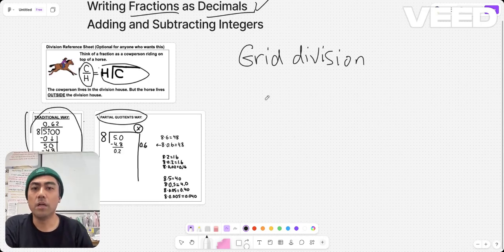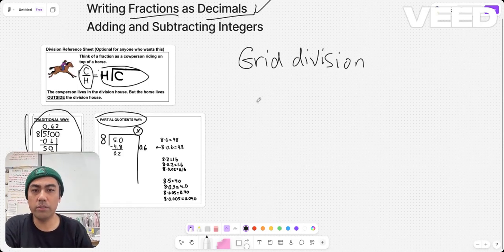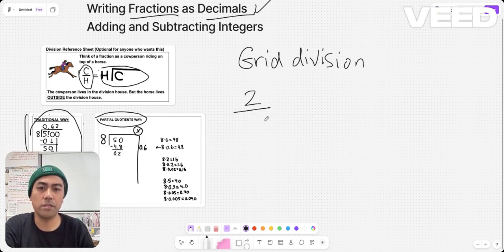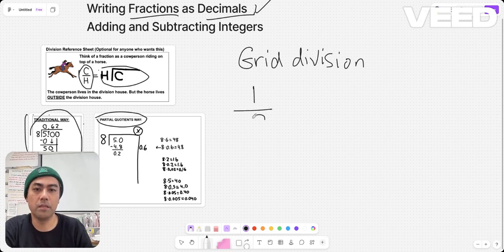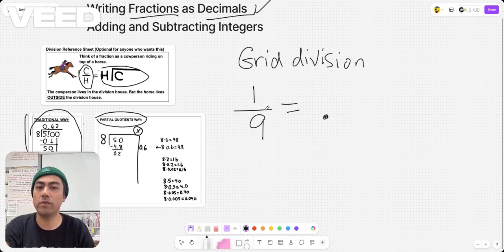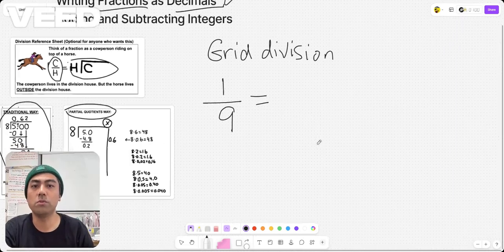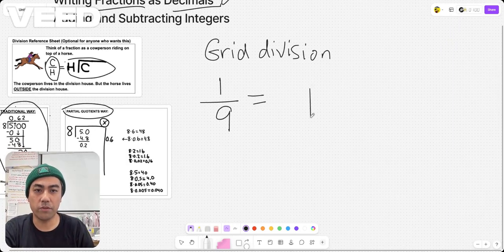Okay. So the problem that we are going to work on is we're going to take the fraction 2 over 9, or actually let's just do 1 over 9, and I'm going to change this fraction or write this fraction as a decimal. Okay, so in the end, whatever 1 over 9 is, we're going to write it as a decimal. And as I told you, we are going to use long division for this.